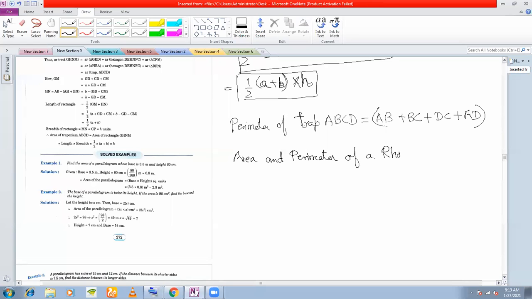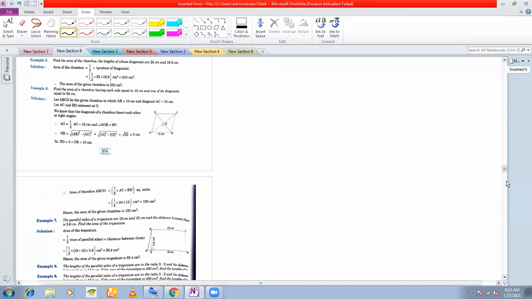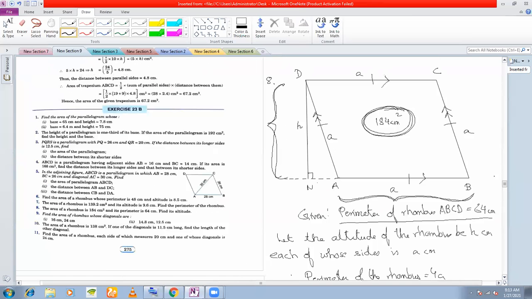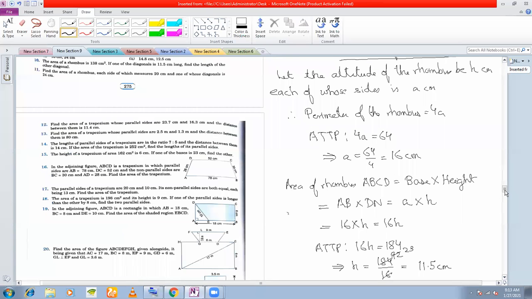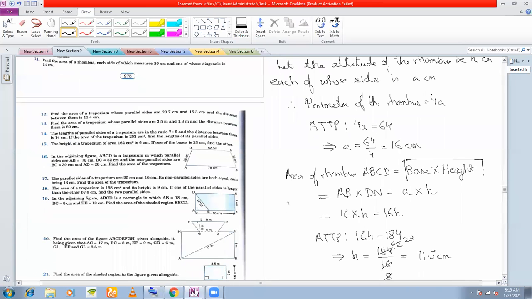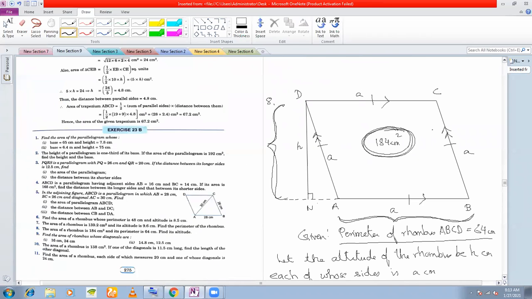Rhombus. Now, what is the definition of a rhombus? As you know, a rhombus is a special kind of parallelogram in which all the sides are equal. Now, if you see the last problem that I worked out here, this was a rhombus ABCD, but I used the formula base into height to calculate the area. Why have I used this formula?